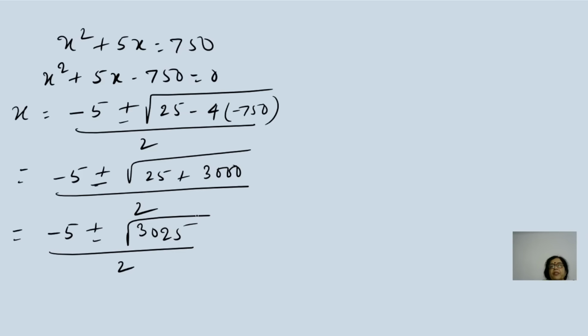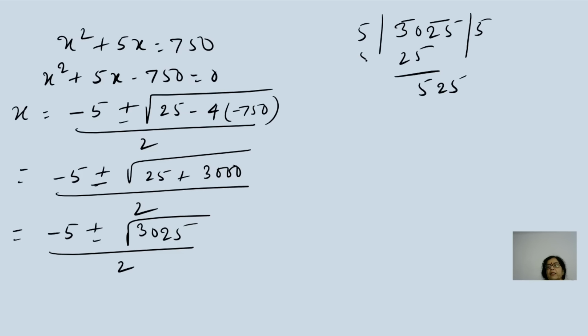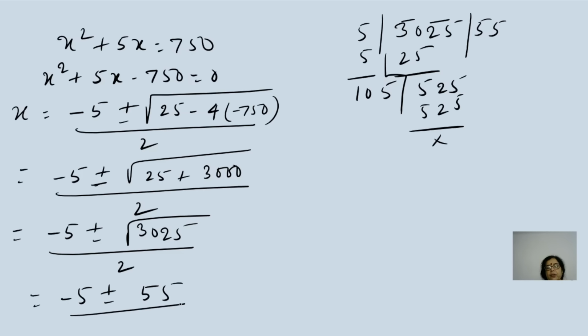Now this is a perfect square, but let us check which number's perfect square it is. So 5 5s are 25, and we are left with 5. So bring down 25 together, add 5 here. So we get 10, and again if we take the help of 5, we'll get 5 5s are 25, and this becomes 525. So this square root is 55, and we get minus 5 plus minus 55 by 2.